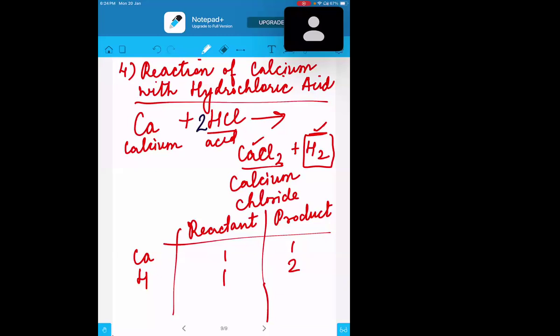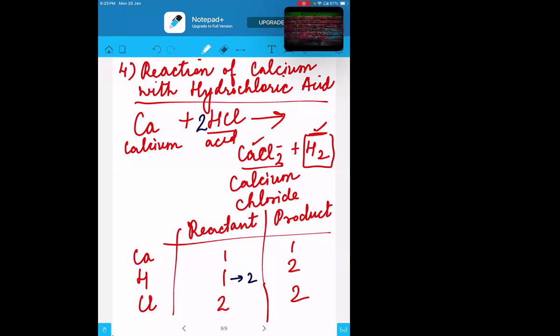Now tell me how many hydrogen are there on the left hand side? Ma'am, 2. Correct. And on the right hand side? Ma'am, 2. Okay, that is how it becomes balanced. Going to the last one, chlorine. How many chlorine are there on the reactant side? 2. And on the right hand side also there are 2. So that is how the balanced reaction is. Clear? Yes, ma'am.